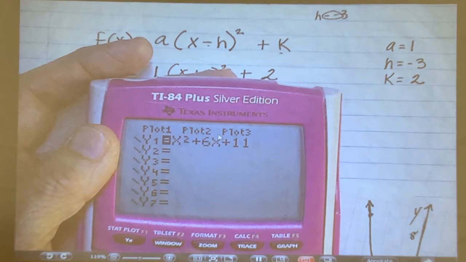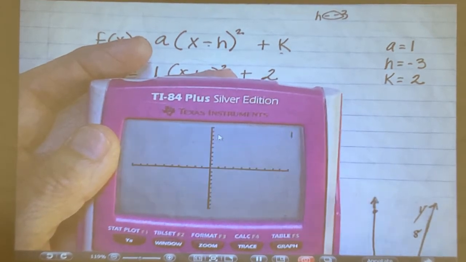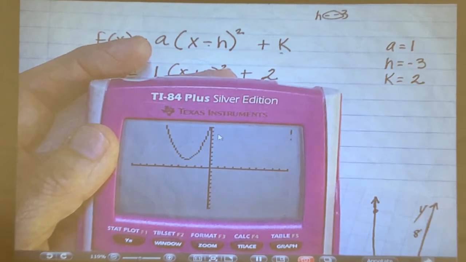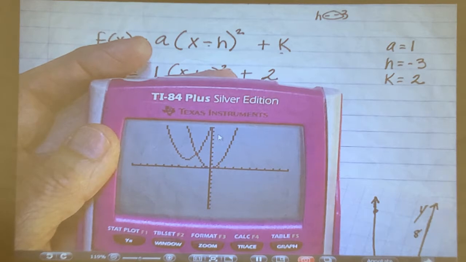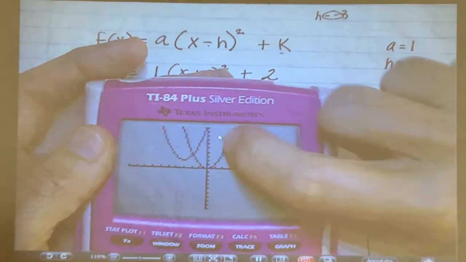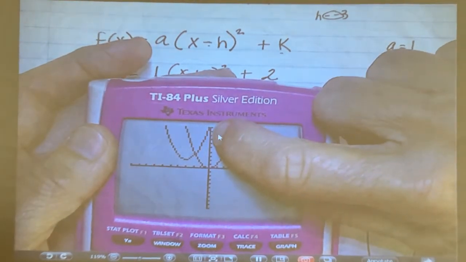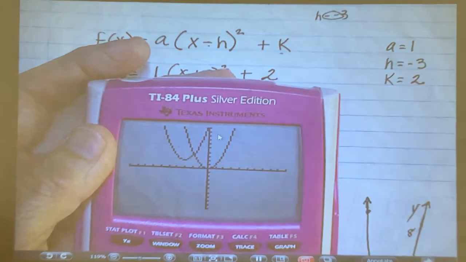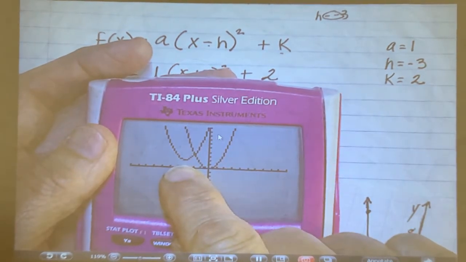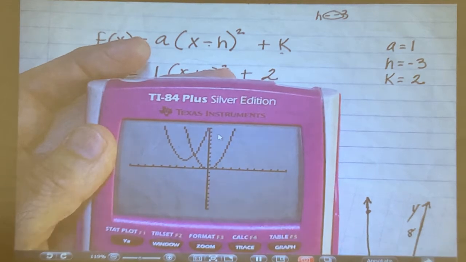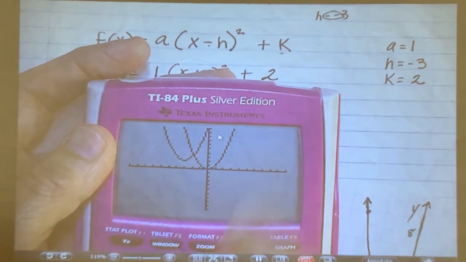As a matter of fact, I'm going to put the parent function in there. It doesn't matter which one I type in first. So here comes x squared plus 6x plus 11, and there's the parent one. So yeah, it's crossing the y-axis up here at 11 now, and it did give it a leftward shift. So what I want to do is graph this one. I've already graphed the parent one. So this is the one I want to see.